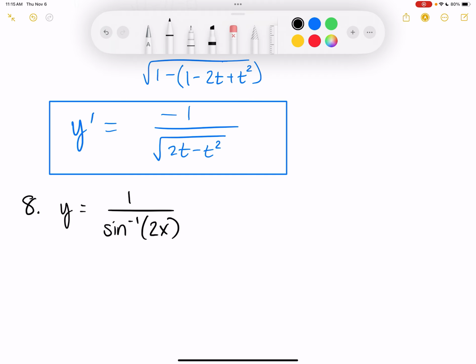Okay. So, first of all, I would probably rewrite this as the inverse sine of 2x all raised to the -1. Otherwise, I'm doing a quotient rule, which can get really confusing when we have the inverse trig derivatives that are all fractions anyways, because then you end up with fractions and fractions, and it's just a lot happening.